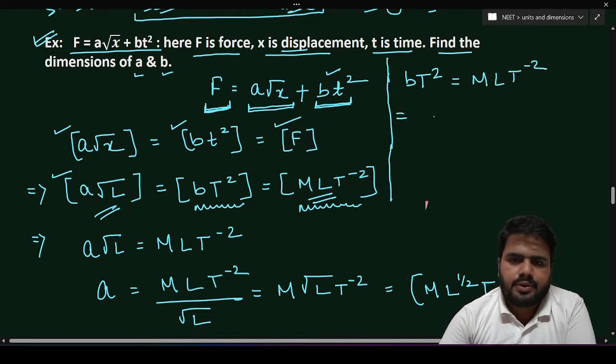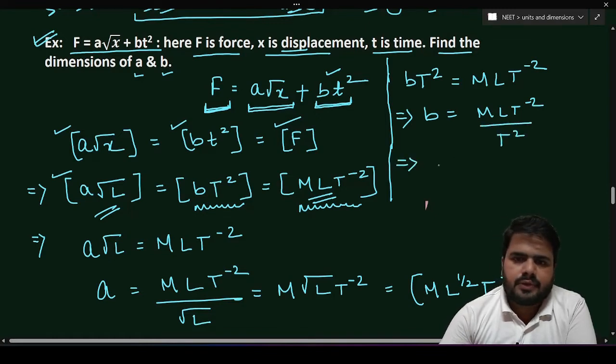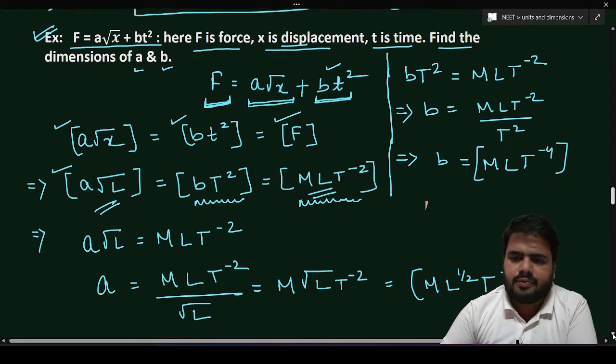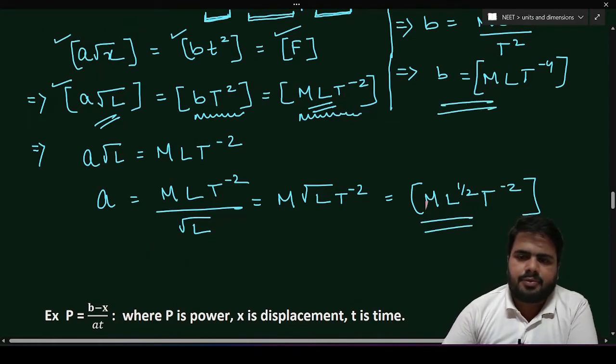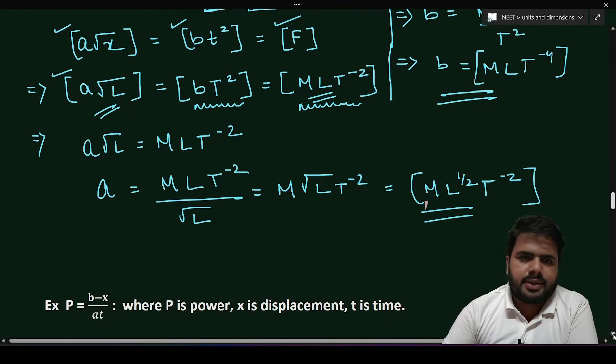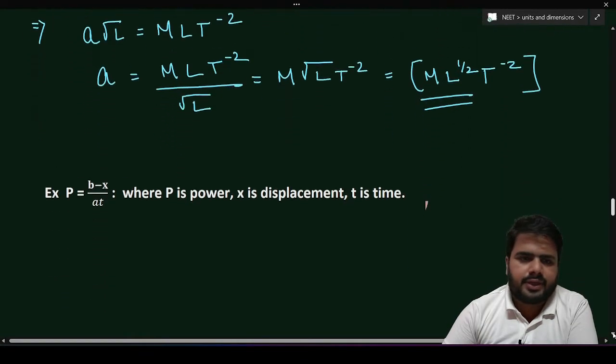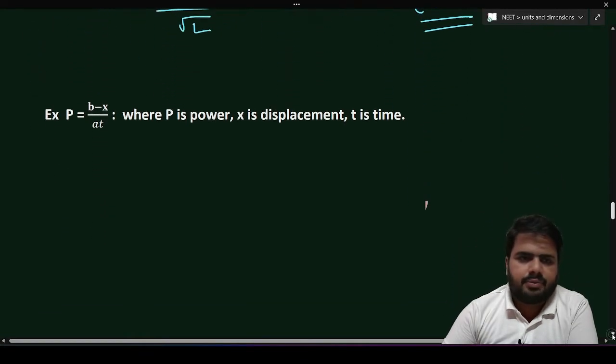So it will be equal to P equal to mLt minus 2 upon T square. So the final answer is, dimension of B is mLt minus 4. Clear? So this is the dimension of B. Okay. So this is the dimension of A and this is the dimension of B. So in this way you can find the dimensions of A and B.